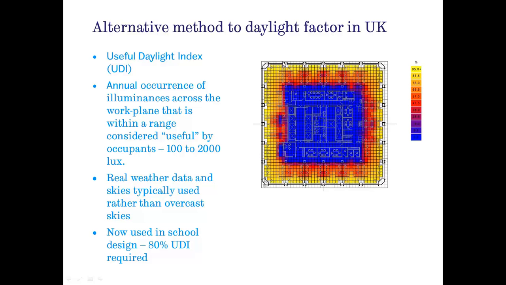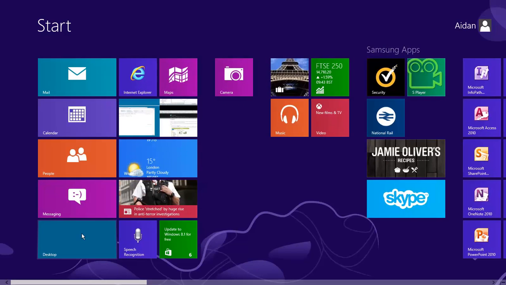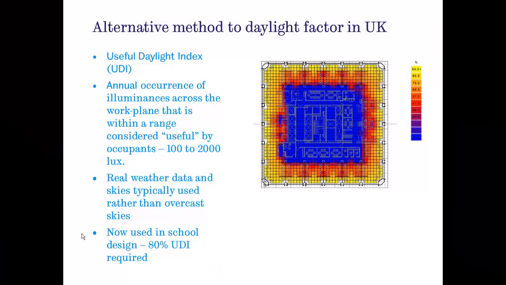So if you look at this typical school, most of those classrooms around the edge are achieving the 80% UDI. The rooms in the middle are not, but you could be less concerned about those because those are lifts, stairs, toilets, etc.